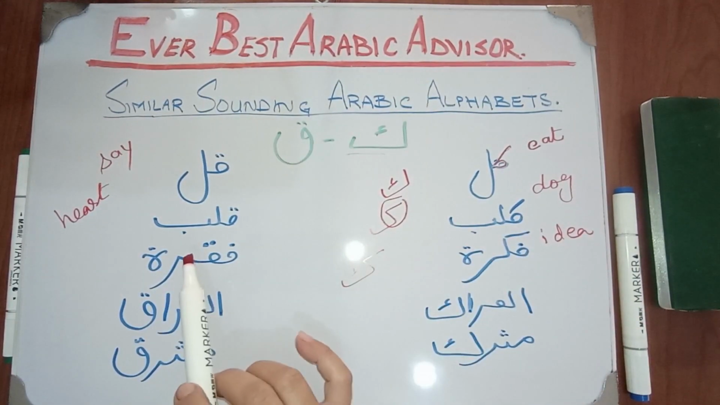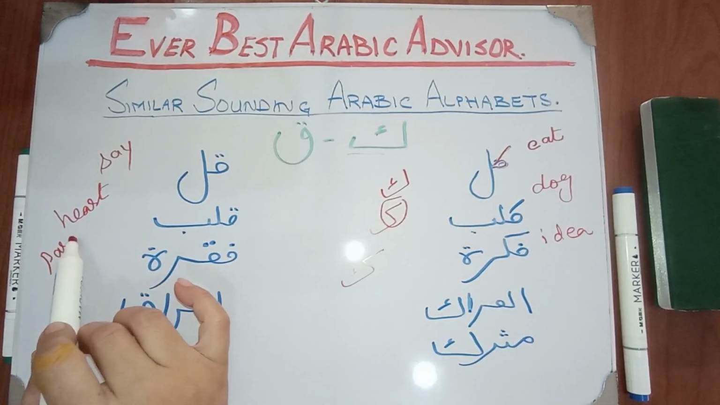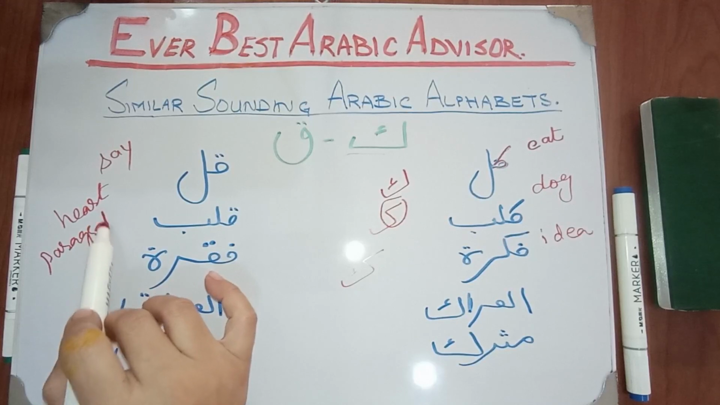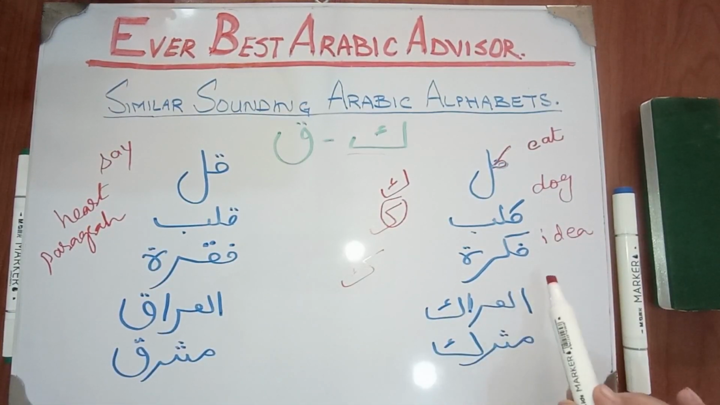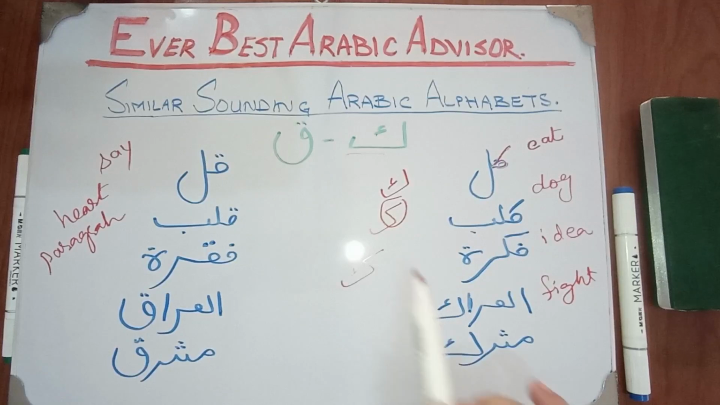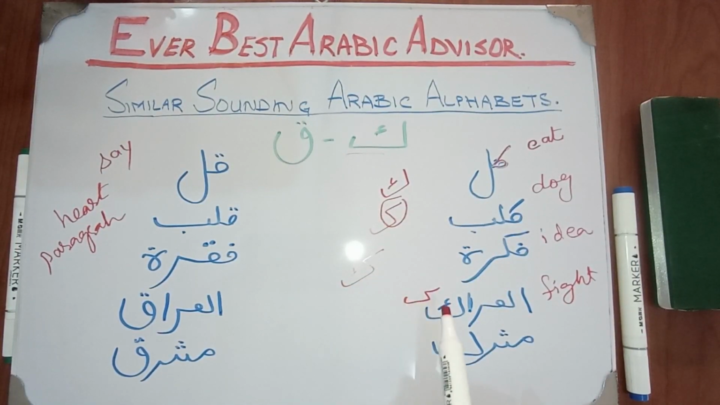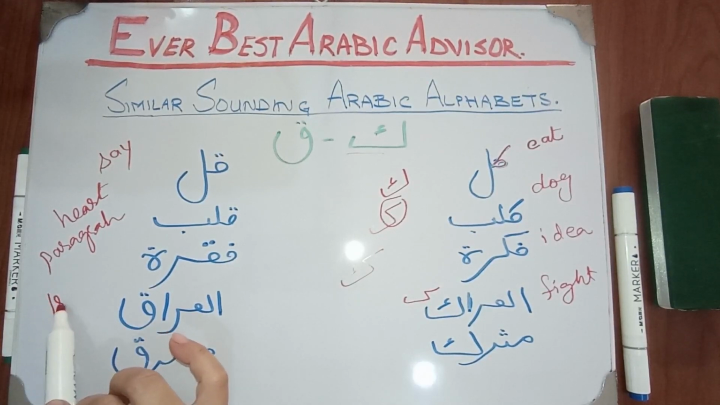Fikra, idea. Fiqrah, paragraph. Al-Iraq, fight. Al-Iraq, you see in the end the same letter comes as it is. It can be like this also in the end, but both are right. Al-Iraq, fight. Al-Iraq, Iraq is a country.